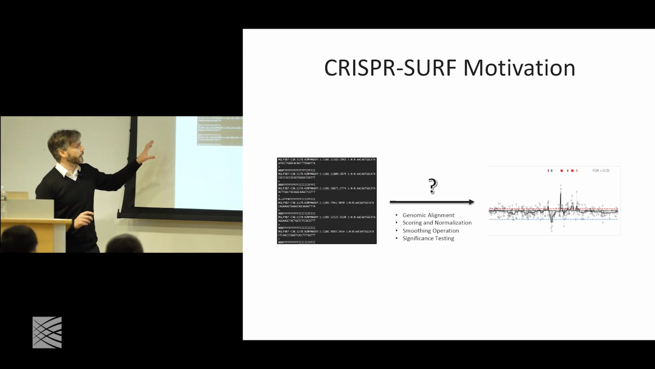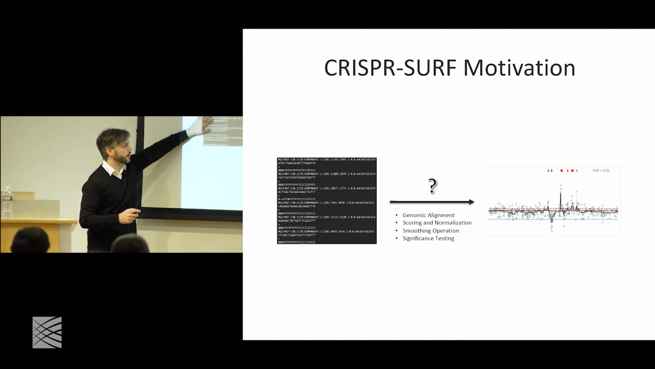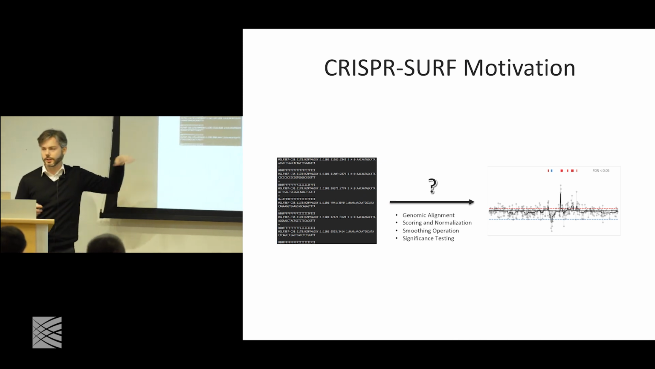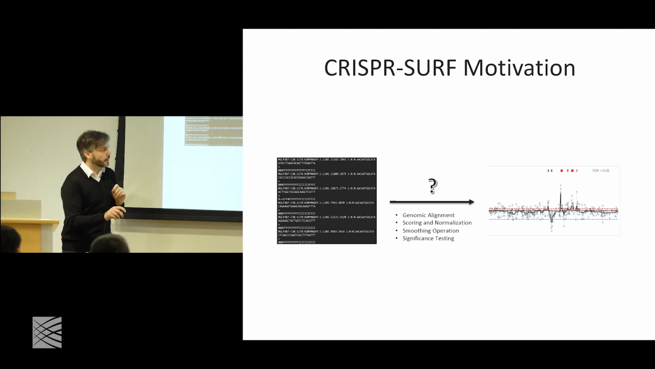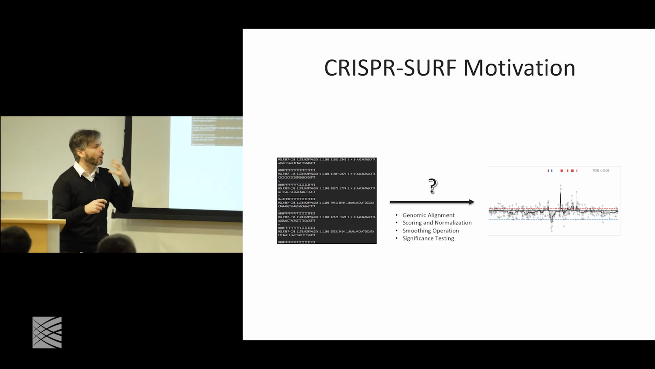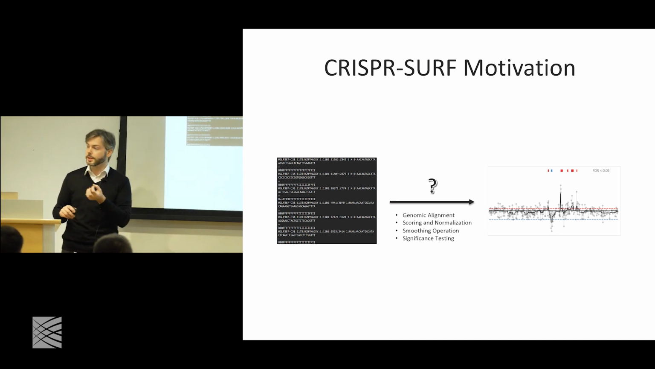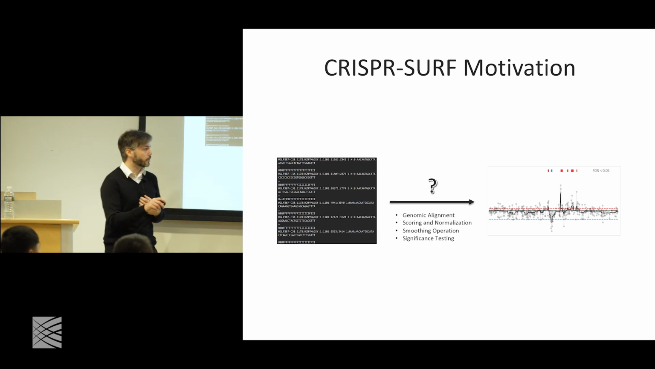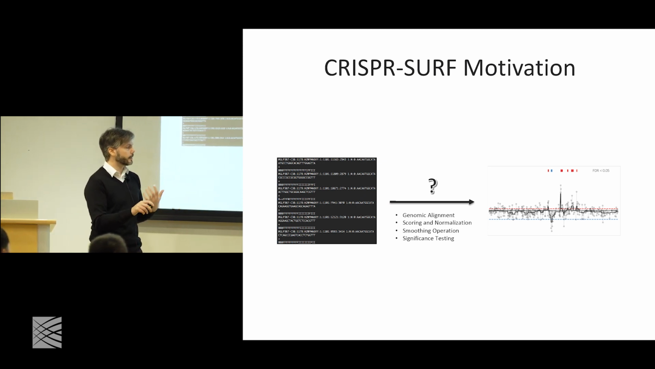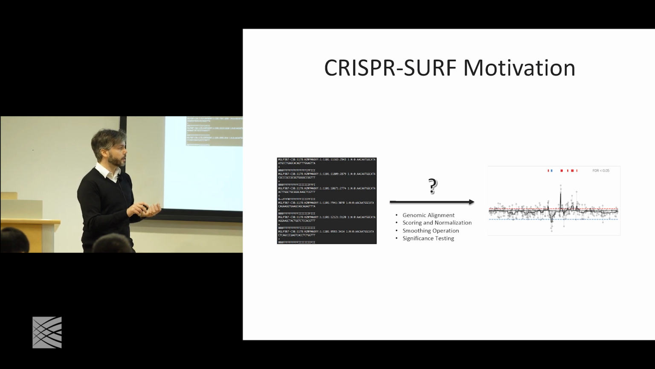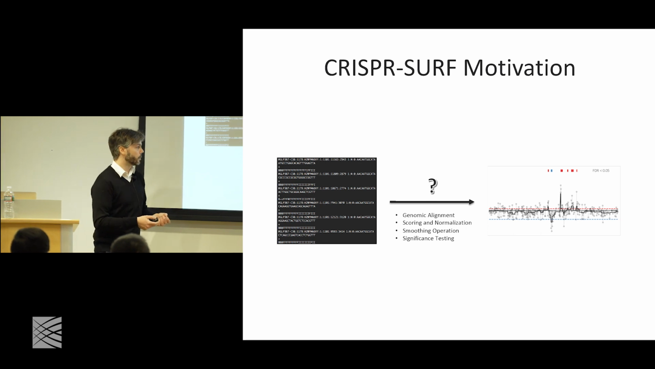So just to give you an idea of the general goal of this method: you have a FASTQ file of sequencing reads, and what you want to obtain is a denoised or deconvolved signal that tells you what region is important to regulate, for example, this gene, and some statistical test that tells you this region is significant and we want to validate it. And you may want to do other operations.